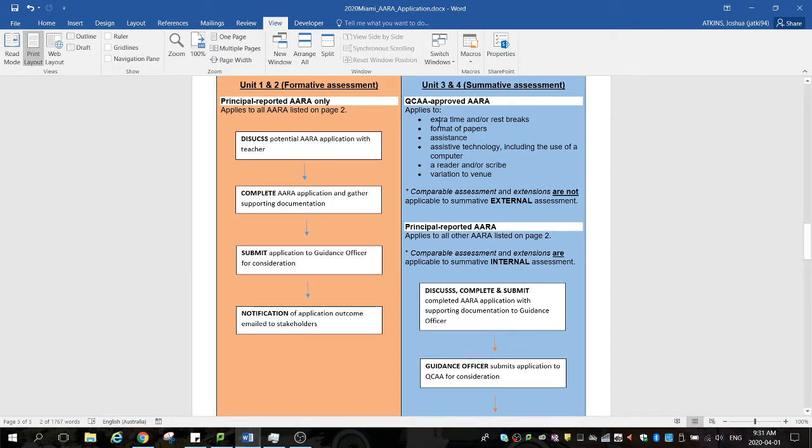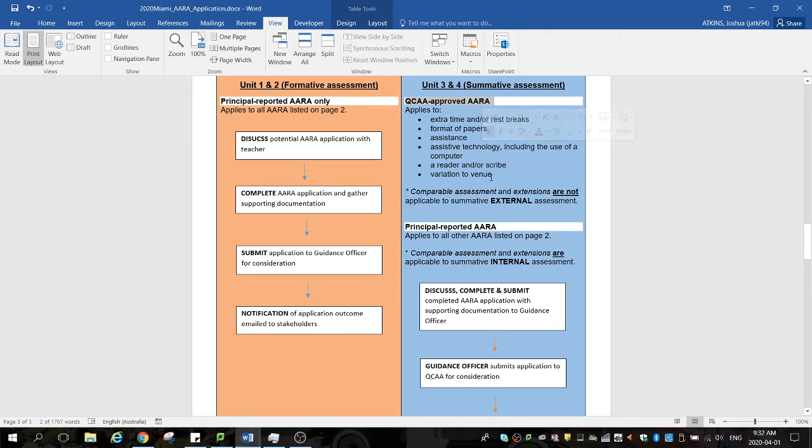In terms of Unit 3 and 4, there's two different types of AARA. There's QCAA approved AARA and principal reported AARA. Now, principal reported AARA is decided by us, and this is what happens for Units 1 and 2 here. Everything is principal reported AARA in Unit 1 and 2. In Unit 3 and 4, however, there is also QCAA approved AARA.